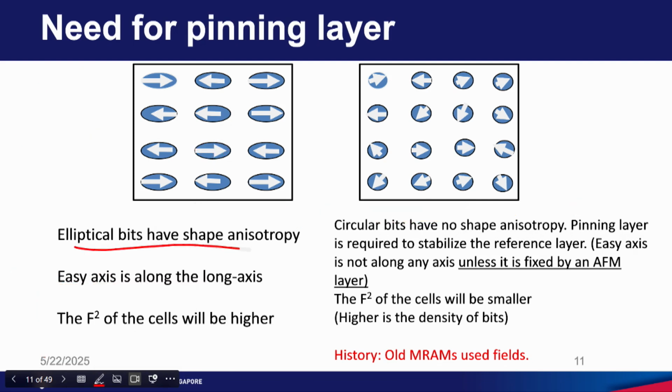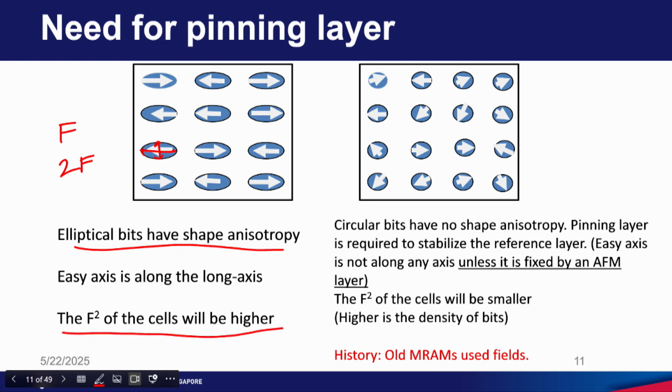Okay, elliptical bits have shape anisotropy, but the problem is the area occupied by elliptical bits will be larger. Let us say f is the minimum feature that you can achieve with a lithography technique. Then the diameter on the other side is like 2f. So, the area of your elliptical bit is going to be larger.